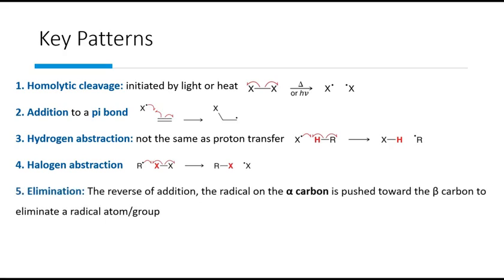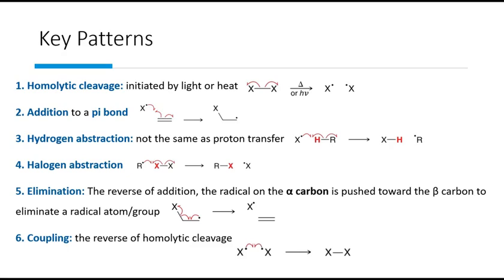5. Elimination. This is the reverse of addition. The radical on the alpha carbon is pushed toward the beta carbon to eliminate a radical atom or group. 6. Coupling. This is the reverse of homolytic cleavage. 2 radicals react to make a sigma bond.